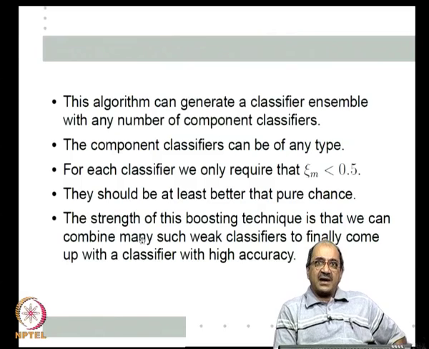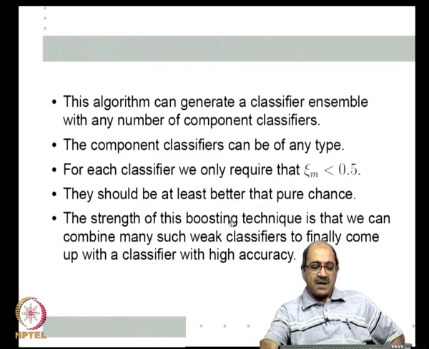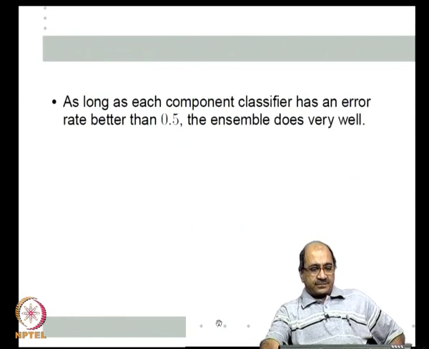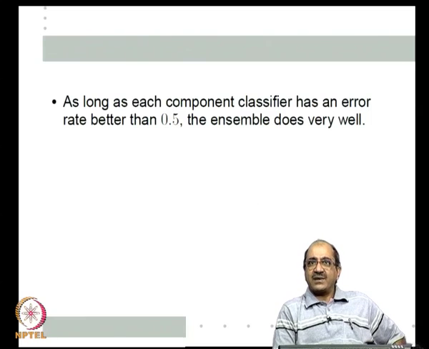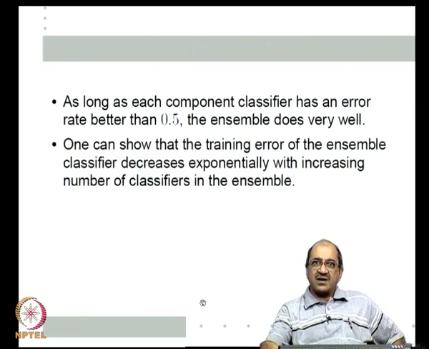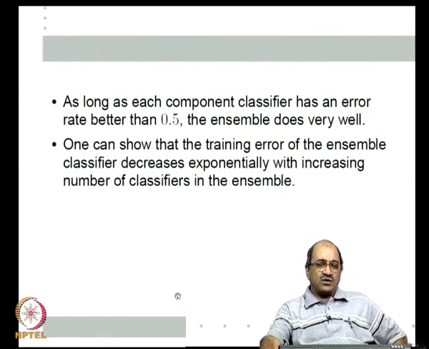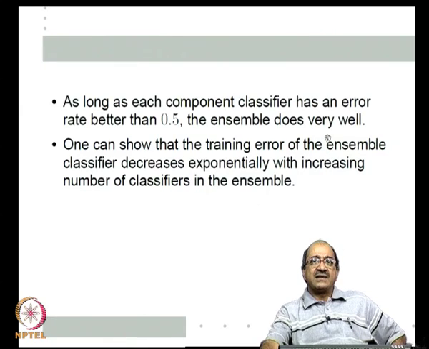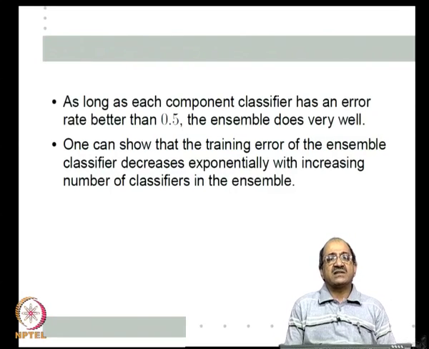So, the strength of AdaBoost is that it can combine many weak classifiers into coming up with a very good high accuracy classifier. As long as each component classifier has an error rate better than 0.5, the ensemble in practice does very well. As a matter of fact, with just a little algebra, we can show, even though in this class we are not showing it, but it is not very difficult to show that the training error of the ensemble classifier decreases exponentially with increasing number of classifiers in the ensemble.